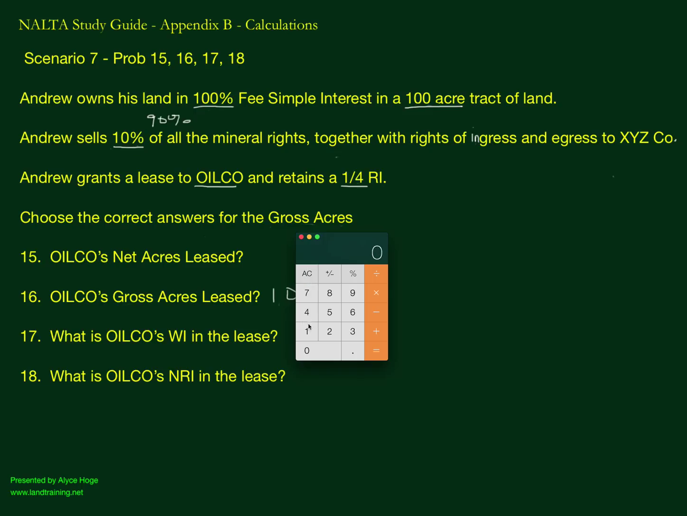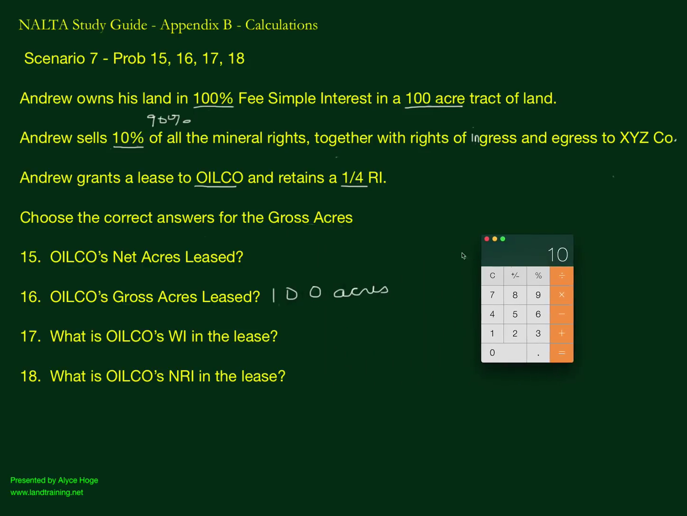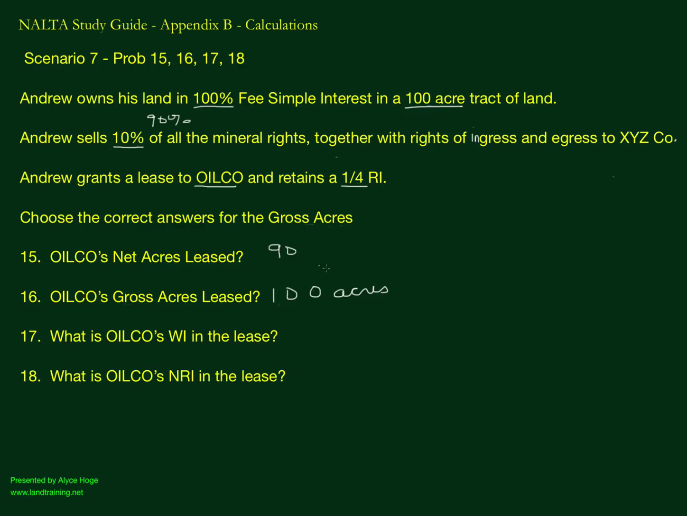let's see, 100 acres times 0.10 equal. So that's going to be 10 net acres. I'm sorry, 100 minus 10. That's going to be 90 net acres. So 100 acres minus that 10% is going to be 90 acres. And then it wants to know what is Oilco's working interest in the lease. Well, he only owned a 90% working interest. So Oilco's working interest in the lease is going to be 90%, not 100% because he no longer owned 100%.